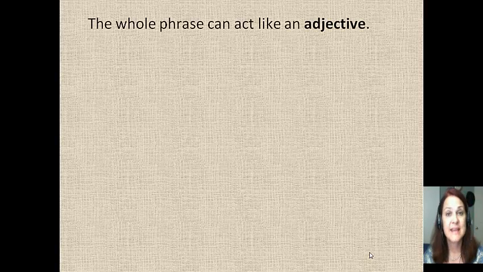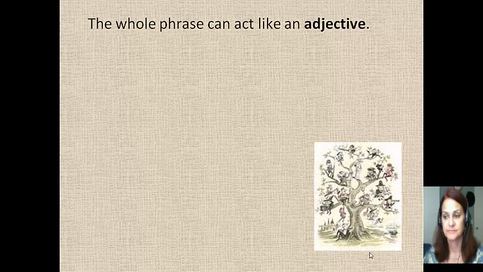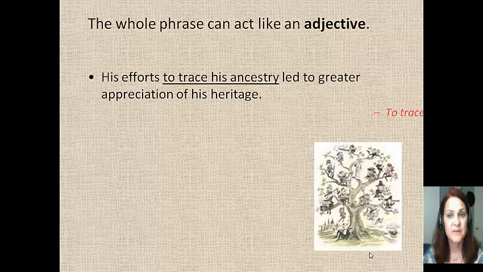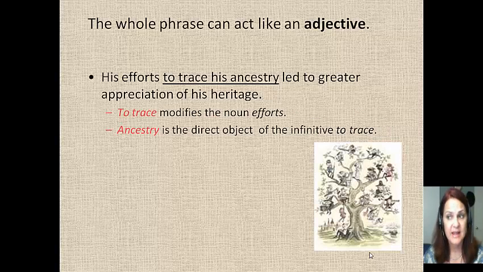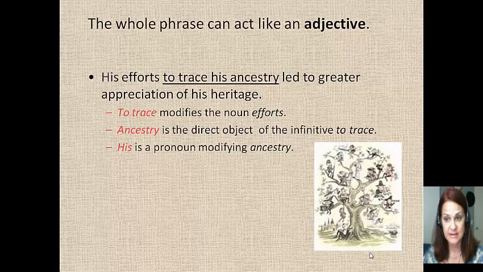The whole phrase can act like an adjective. His efforts to trace his ancestry led to greater appreciation of his heritage. Okay, so our infinitive phrase is once again underlined, to trace his ancestry. So let's break this down. Our infinitive itself is to trace. Ancestry is a direct object of the infinitive to trace. And his is a pronoun modifying ancestry. So in this case, your infinitive phrase is acting like an adjective.